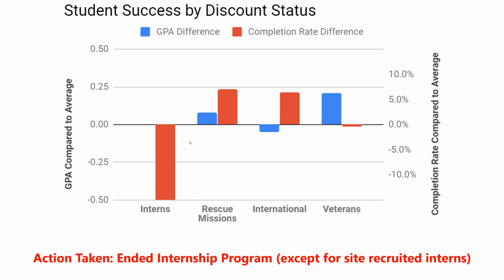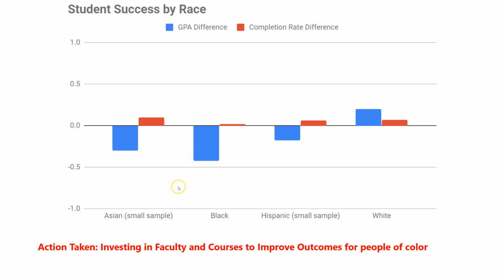And then another one was we looked at student success by discount status. So we had discounts for rescue missions, international veterans, and these students are doing better, but we're giving a discount to interns where they're actually doing worse. And we actually decided to stop our internship program where we were recruiting interns. And then we said we'll still work with site recruited interns, and that addressed a lot of that problem.